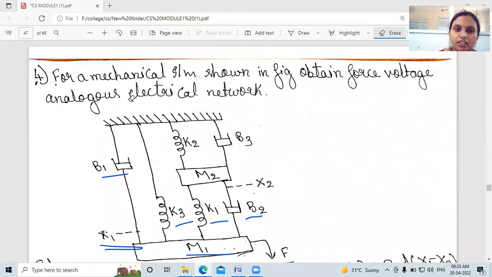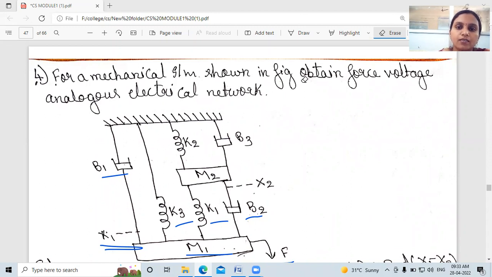In the last class, we discussed problems on force voltage analogy, and also force current analogy. We discussed three problems on that, and also the theory. So watch the earlier videos where I explained the introduction to control systems, and how a mechanical system can be translated to rotational, and the force voltage analogy, translational and rotational, and also force voltage and force current analogy.